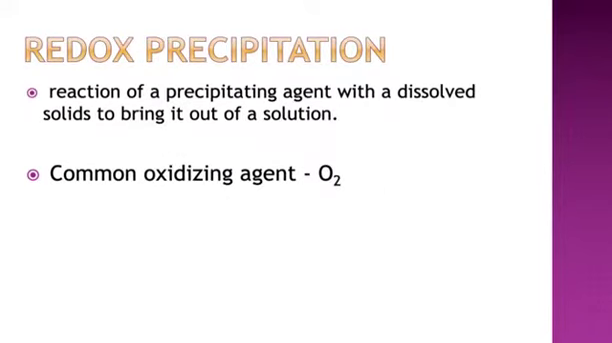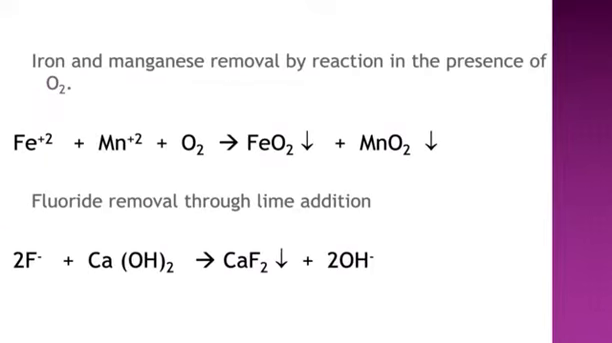The next process is redox precipitation. Recall in your chemistry that when we are talking about precipitation in chemistry, the byproduct of the solution is a solid, right? So we are going to add oxygen as the common oxidizing agent in the solution or in the wastewater. If we're going to remove the iron and manganese in wastewater, we can add oxygen.